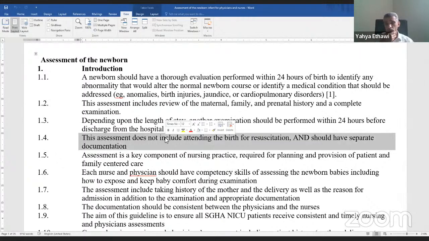The most important thing to remember in the guidelines is that an assessment during resuscitation is not a newborn assessment. A newborn assessment should be done in a quiet, stable baby, preferably with the mother and in front of the mother, in case the mother has a question. So please remember that this is not a resuscitation exam. It's a separate exam.